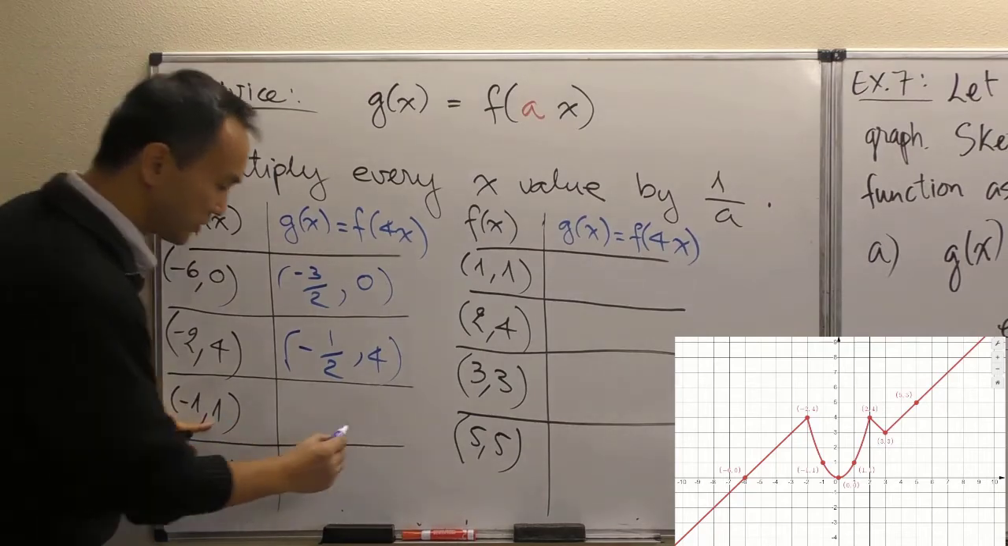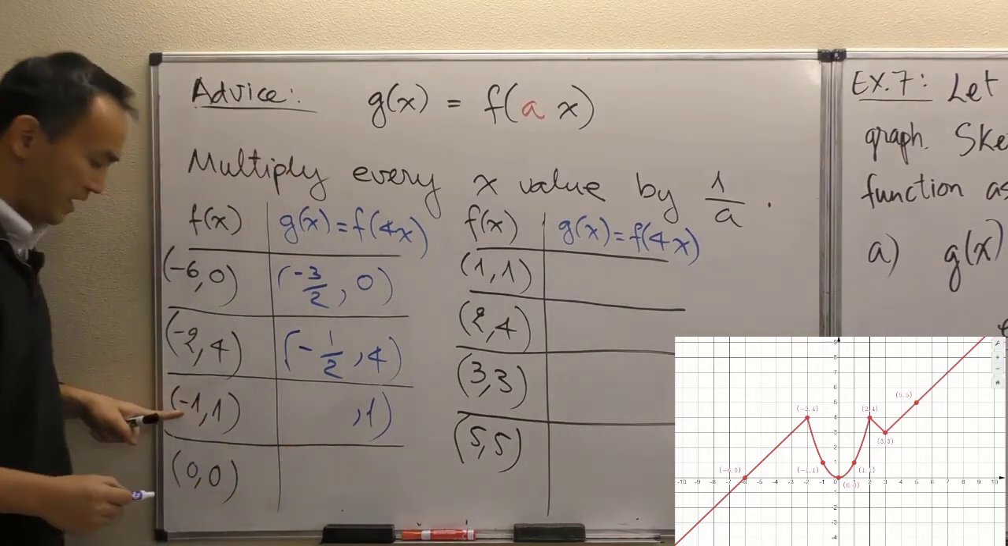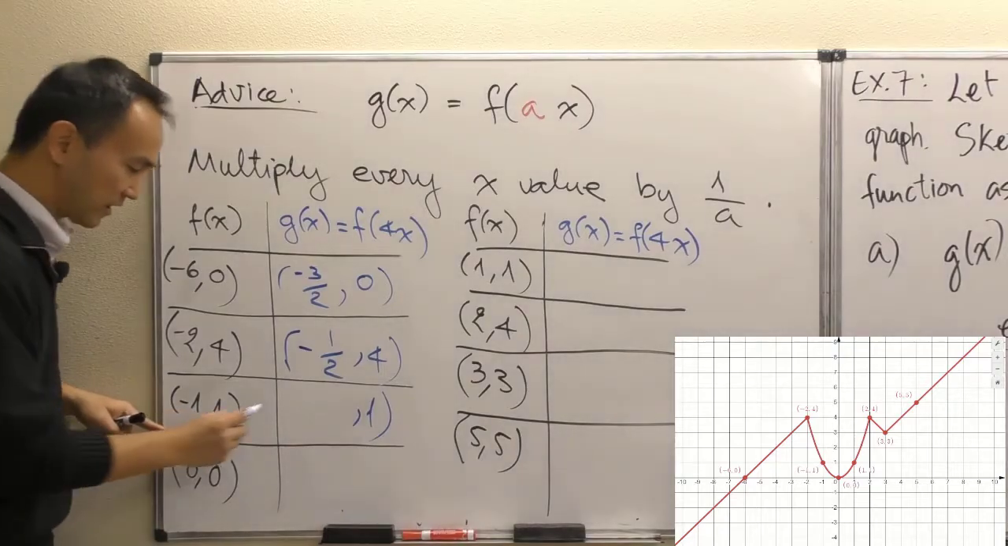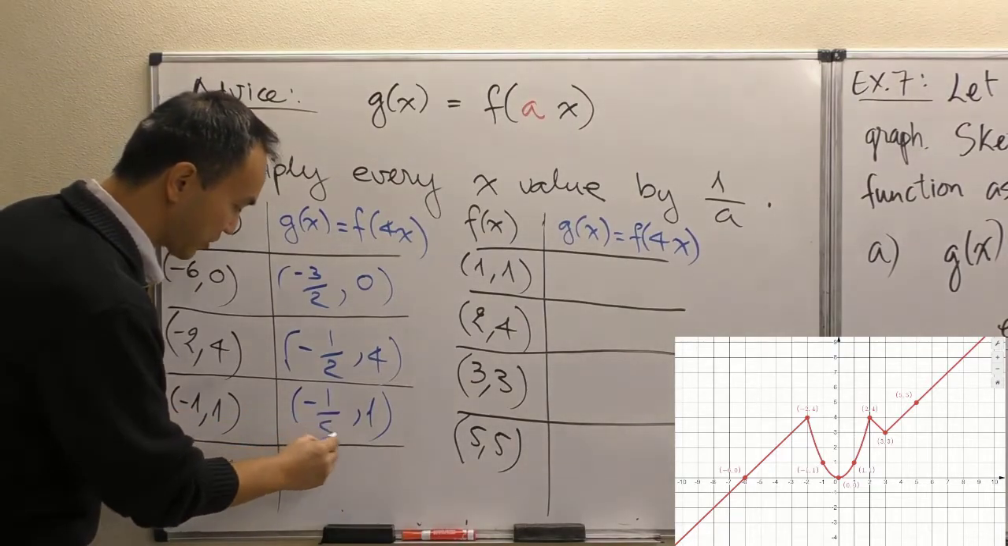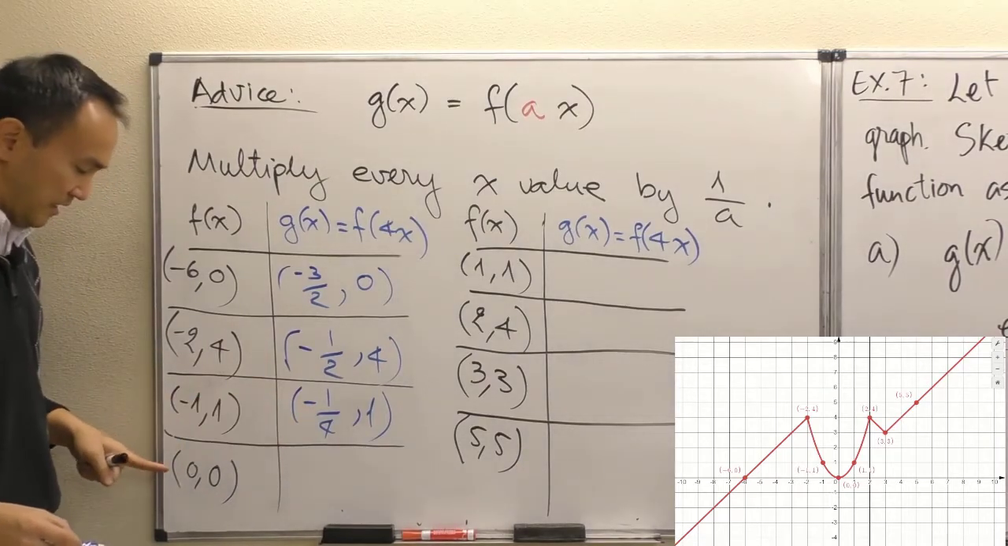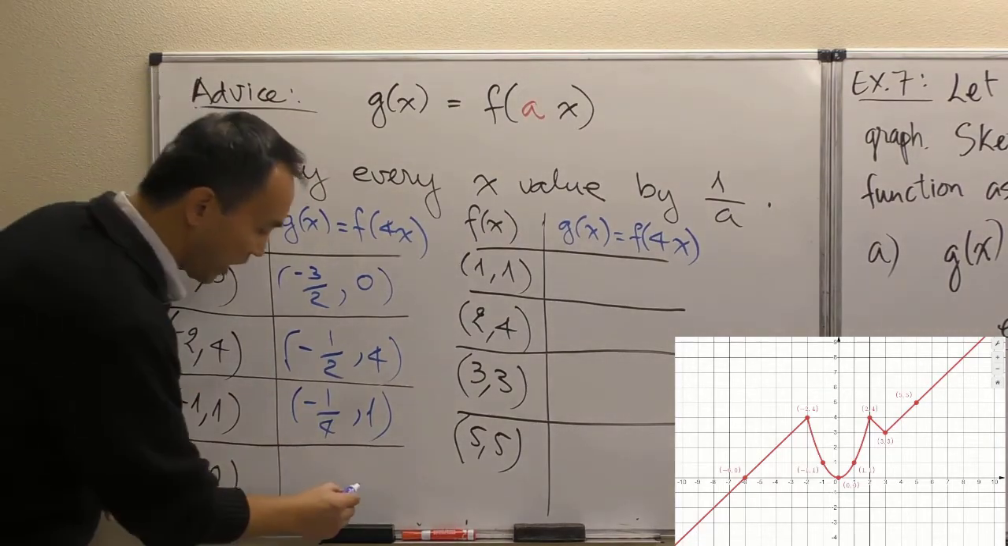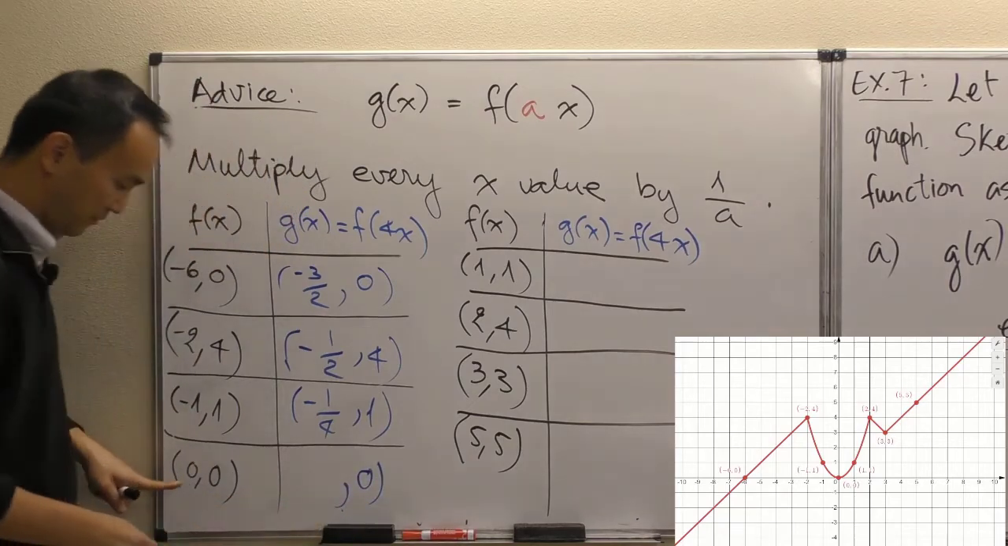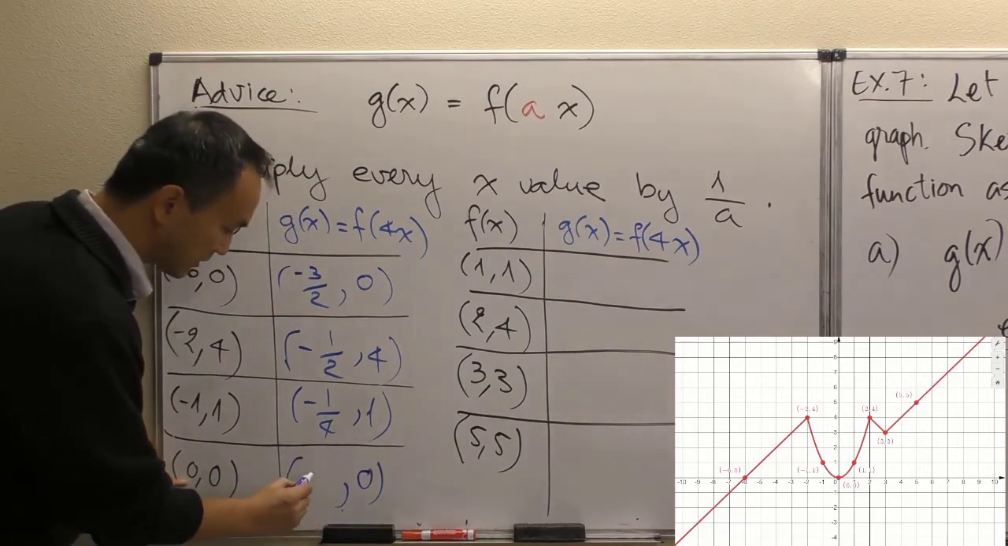-1, 1. This y value stays the same. And then -1 multiplied by 1/4 gives me -1/4. And this fraction is already irreducible, okay, and in its lowest terms. So now 0, 0. The y value stays the same. Okay, but 0 times 1/4 is 0.